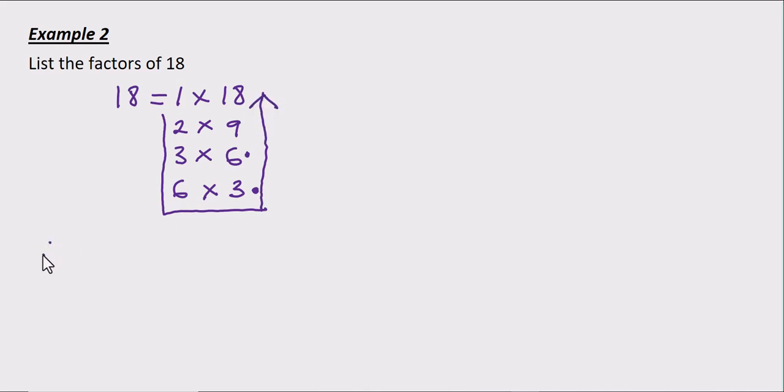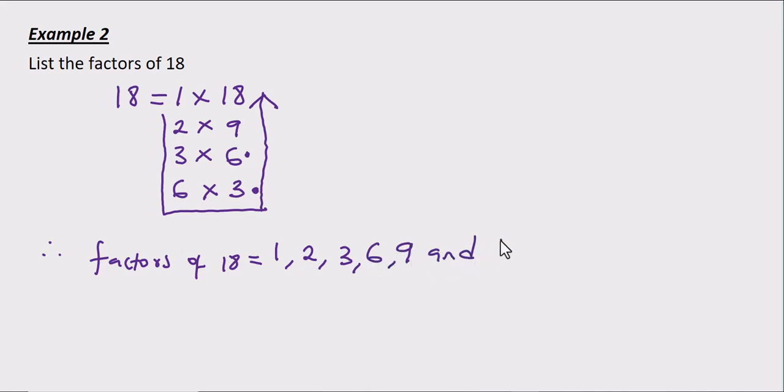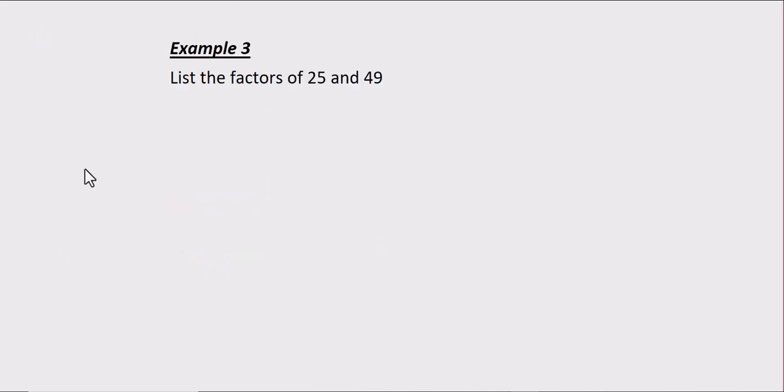So therefore, factors of 18 is equal to what? 1, 2, 3, 6, 9, and 18. So these are the factors of 18. And that's just it, simple. So let's do the last example, a couple of examples, and then we are done. So this one says list the factors of 25 and 49.